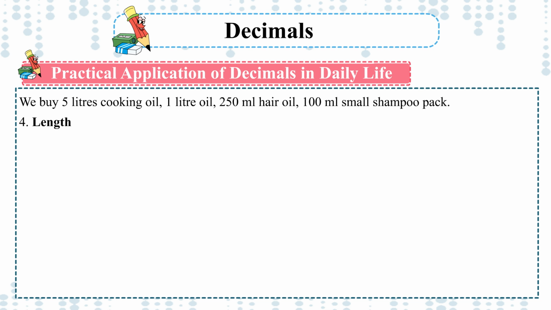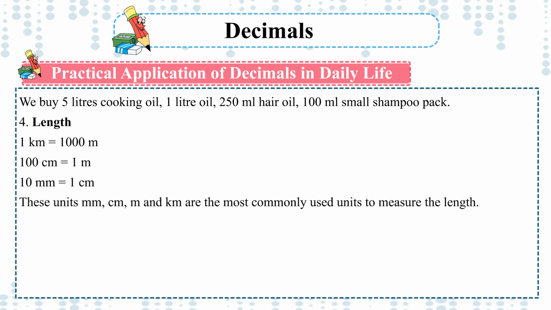4. Length. 1 kilometer is equal to 1000 meters. 100 centimeters is equal to 1 meter. 10 millimeters is equal to 1 centimeter. These units mm, cm, m and kilometer are the most commonly used units to measure the length.